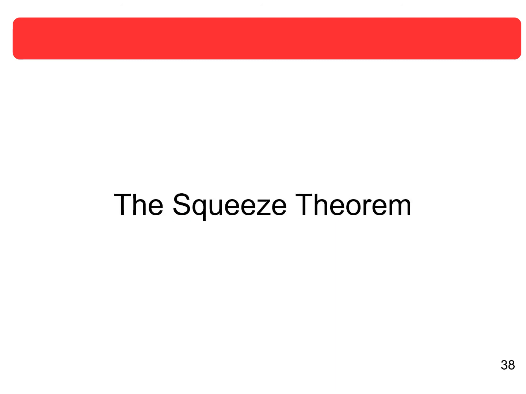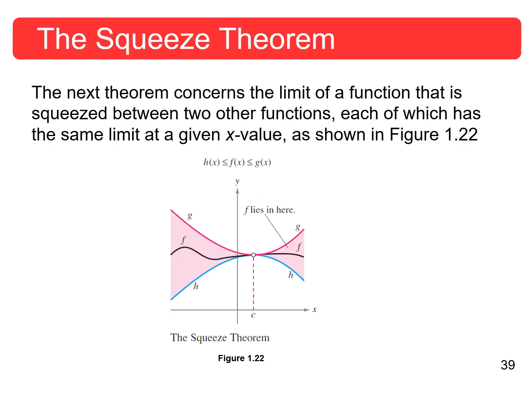Lastly, let's discuss the squeeze theorem and how we can use this to evaluate limits. This next theorem concerns the limit of a function that is squeezed between two other functions. Let's say, for instance, this function f is squeezed between g and h. As you see in the figure, each of the three functions has the same limit at the given x value. As x approaches c, all three functions have the same limit, and f is a function between h and g.